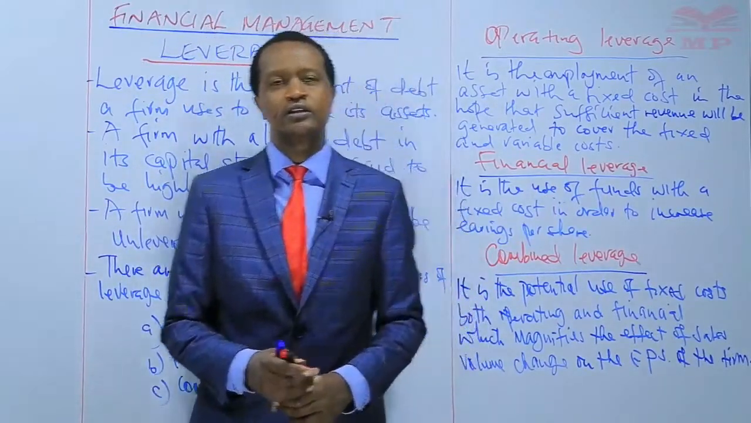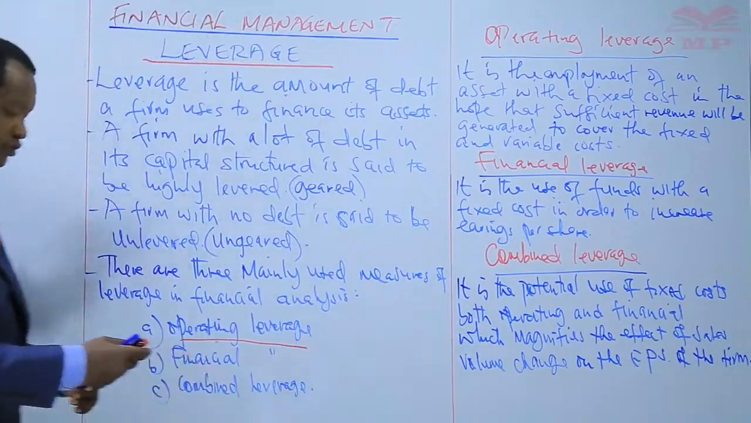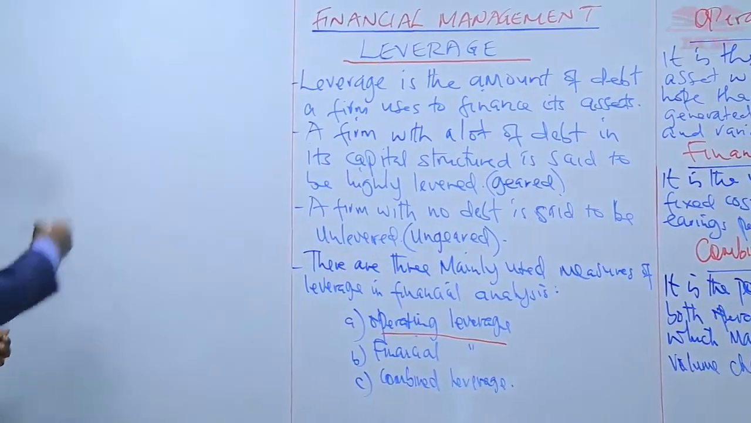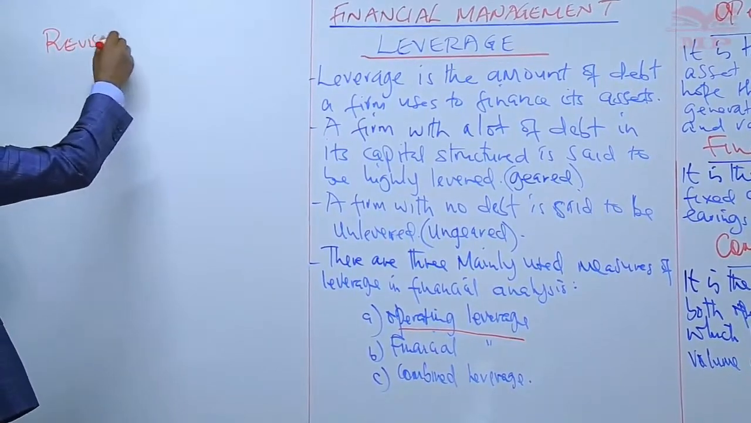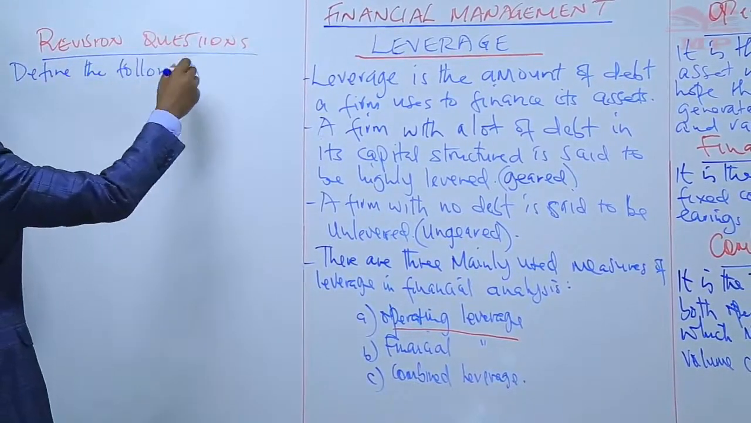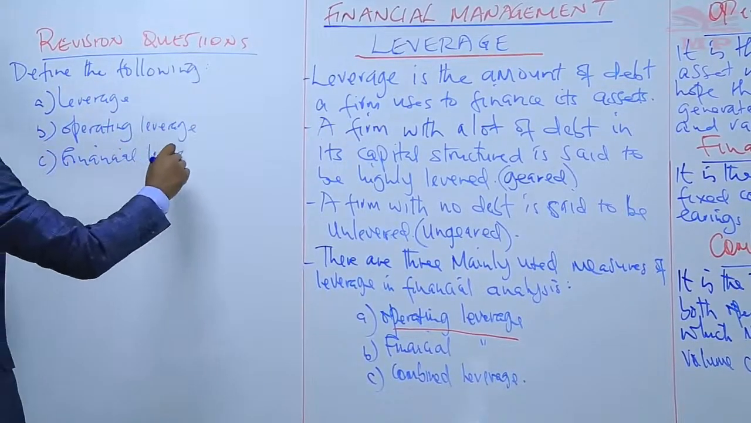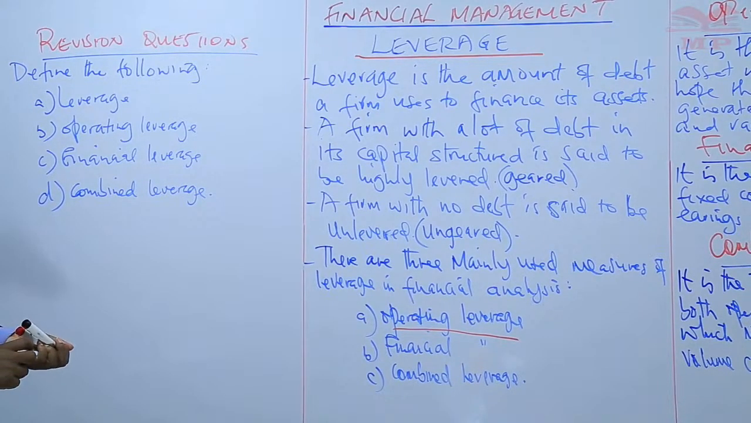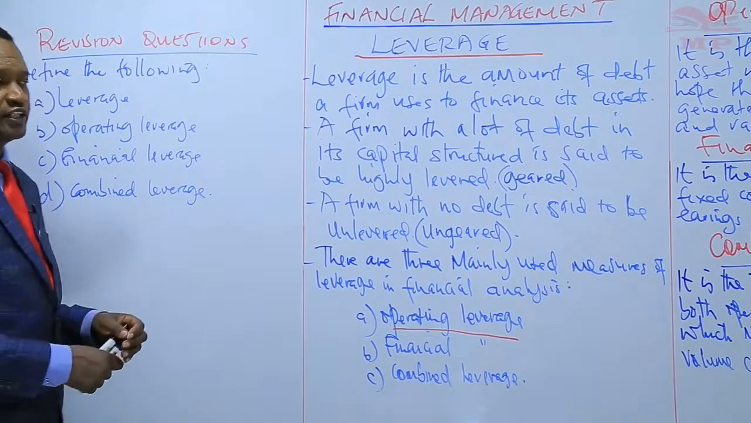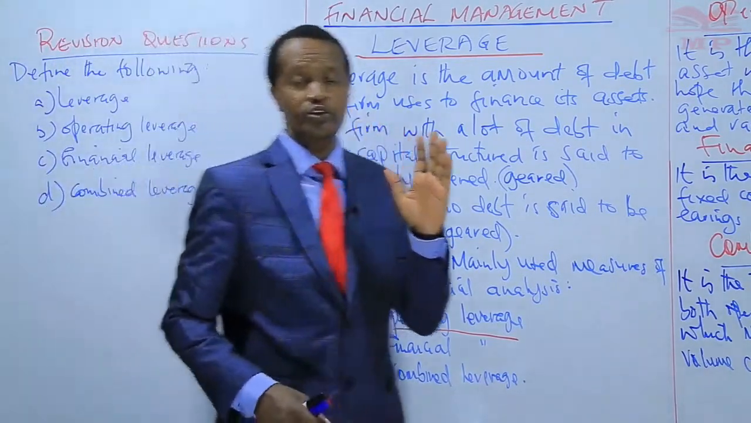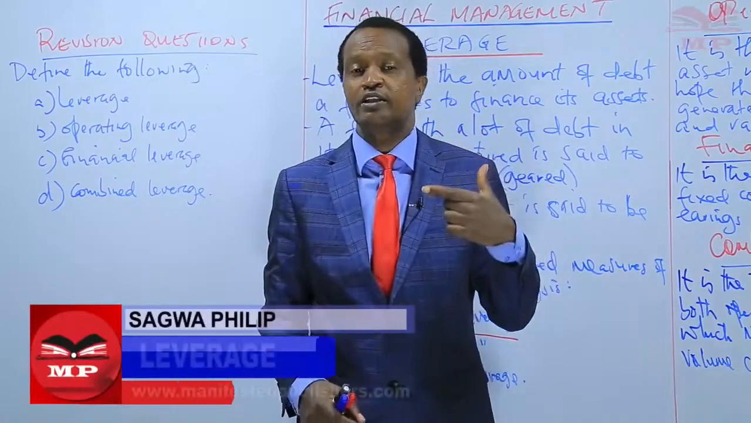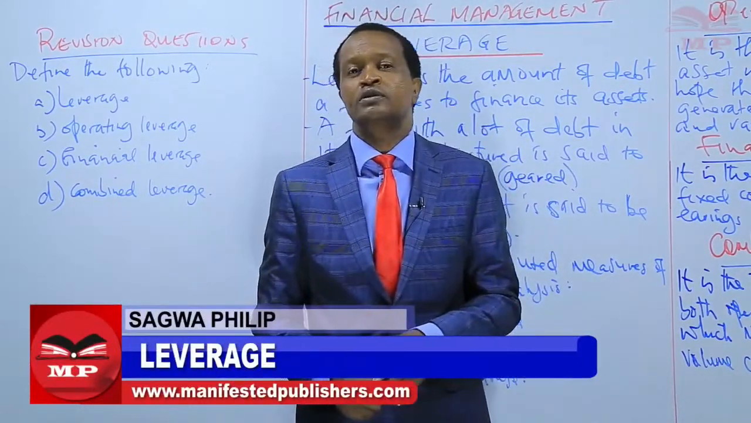So, learners, thank you for being attentive. Before we close the lesson, I'm going to give you revision questions. Define the following terms: A, leverage; B, operating leverage; C, financial leverage; D, combined leverage. When answering these questions, please make sure the video and the exercise book is closed. Try and practice to retrieve what you have learned from your memory in our today's lesson.